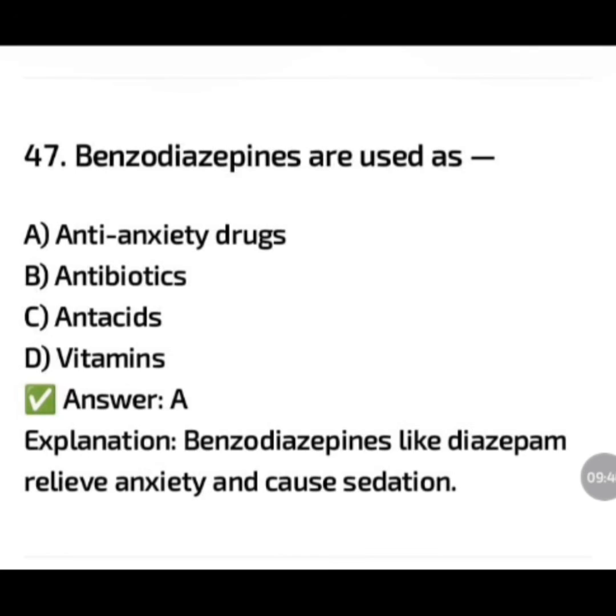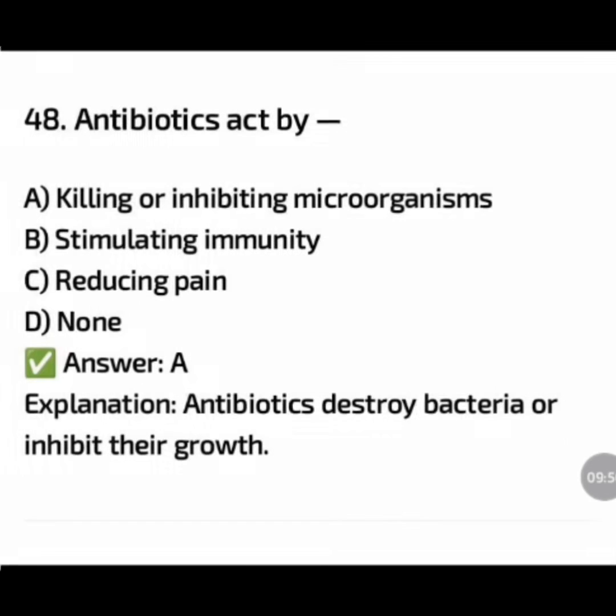The correct answer is option A, anti-anxiety drugs. Benzodiazepines like diazepam relieve anxiety and cause sedation. Antibiotics act by killing or inhibiting microorganisms, stimulating immunity, reducing pain.